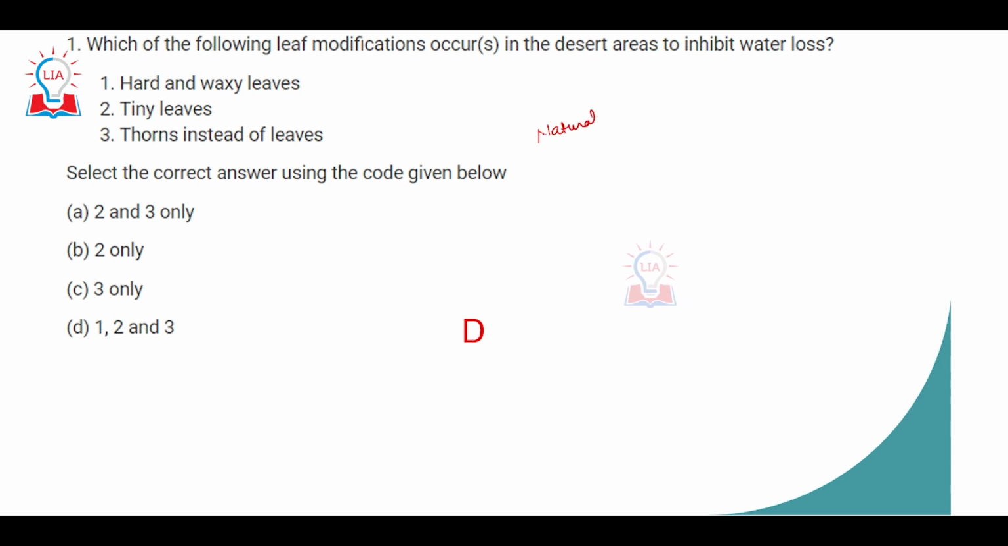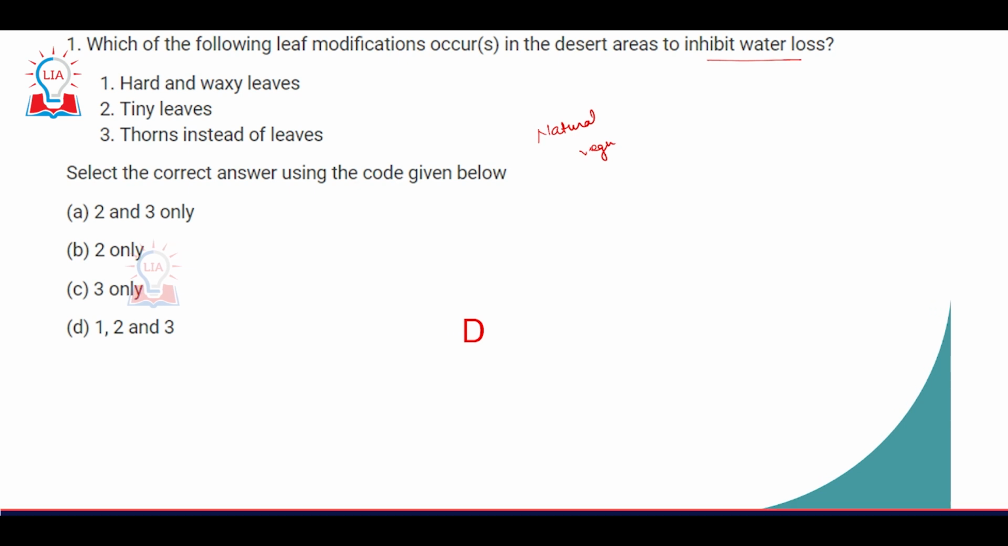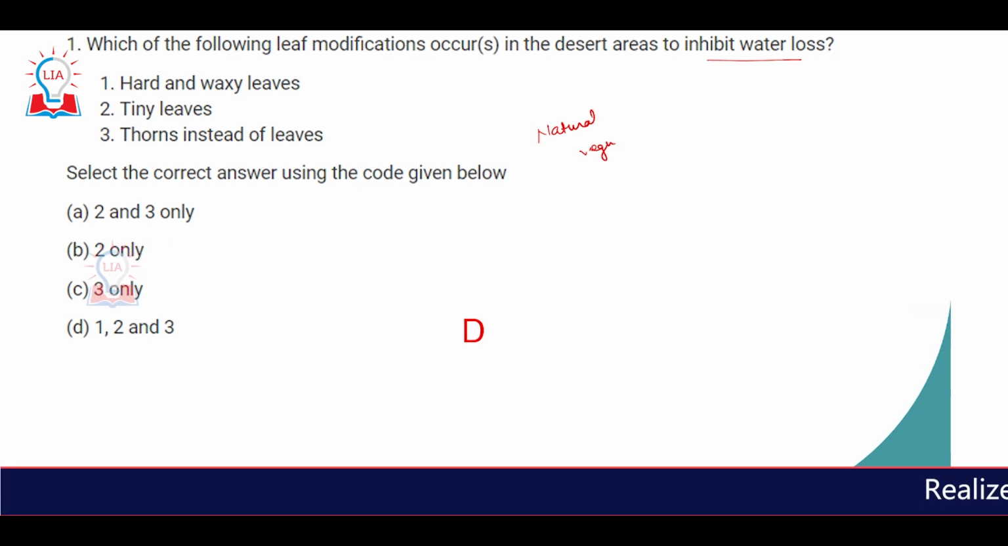In this particular question, a simple statement has been given: which of the following leaf modifications occurs in the desert areas to inhibit water loss. Three options are there. First is hard and waxy leaves, then we have tiny leaves, and third is thorns instead of leaves. So basically they are asking about the modification that the plants in the desert and arid areas undergo so that they can prevent the evapotranspiration losses or water losses.